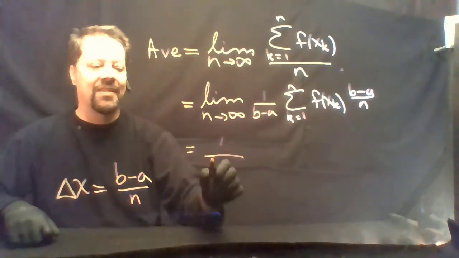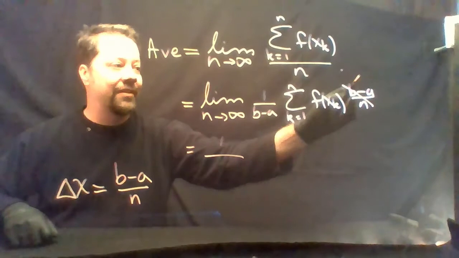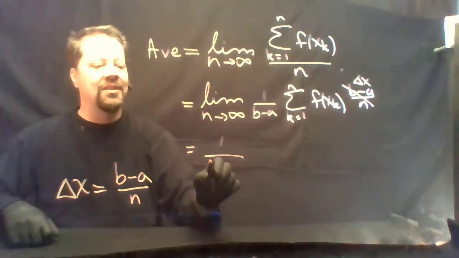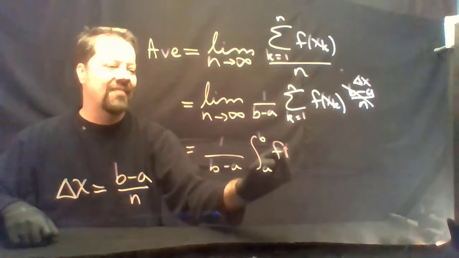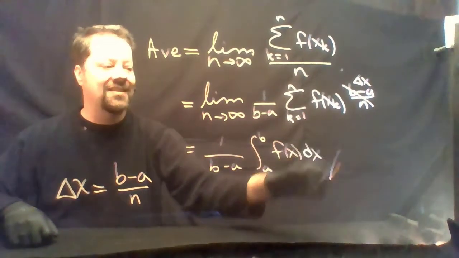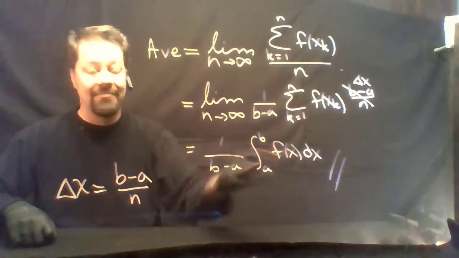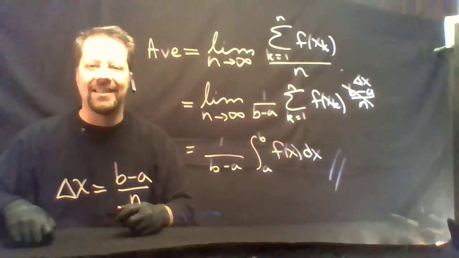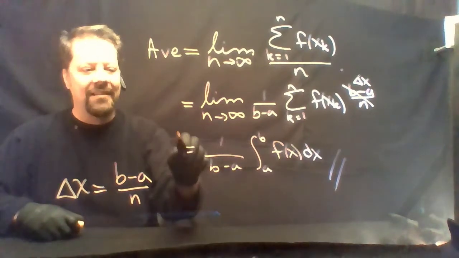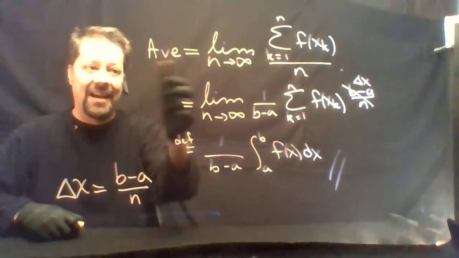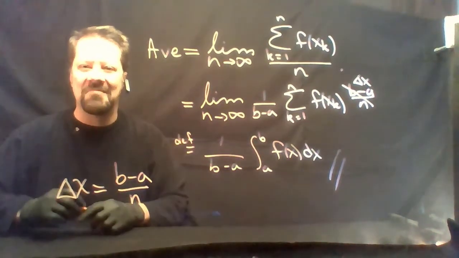Taking the limit, what we have here on the end is delta x. We'll have 1 over b minus a times the integral from a to b of f of x dx, demonstrating this does indeed give you the average height of the function. As a matter of fact, we make this a definition. The average height of the function is this.